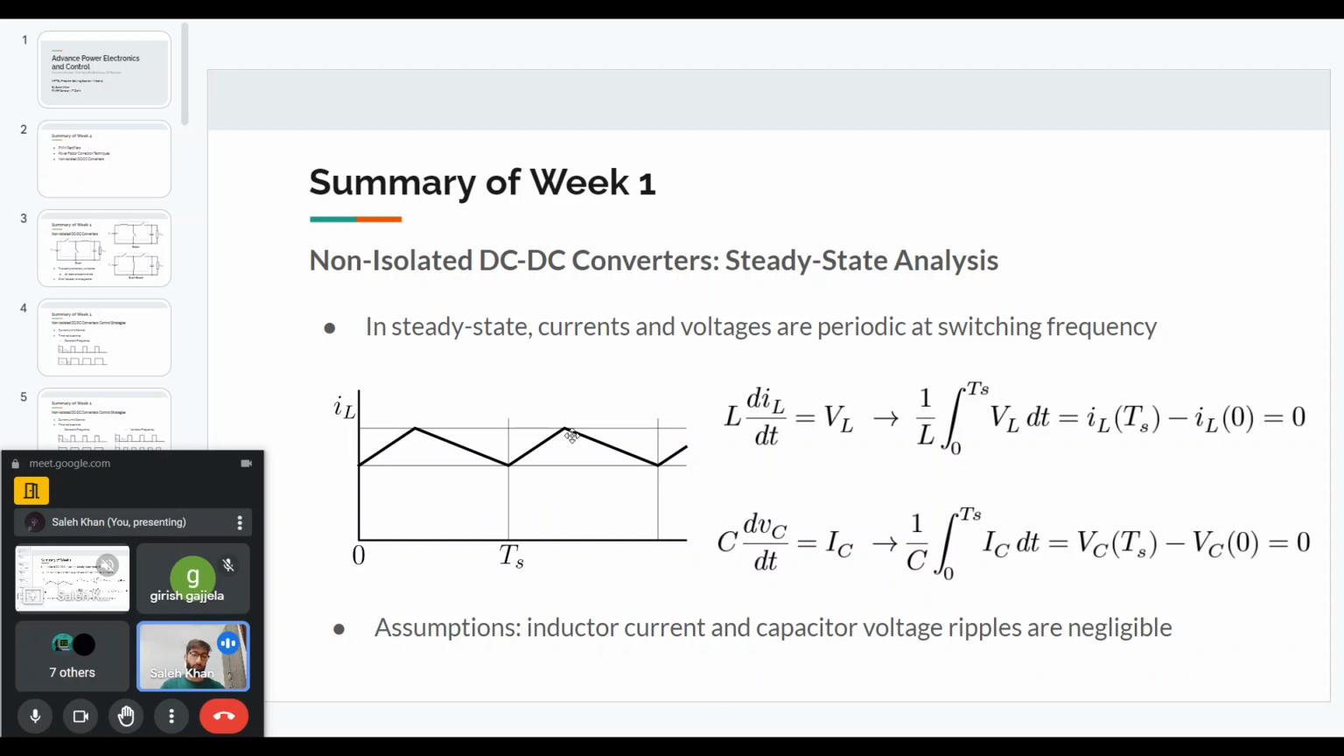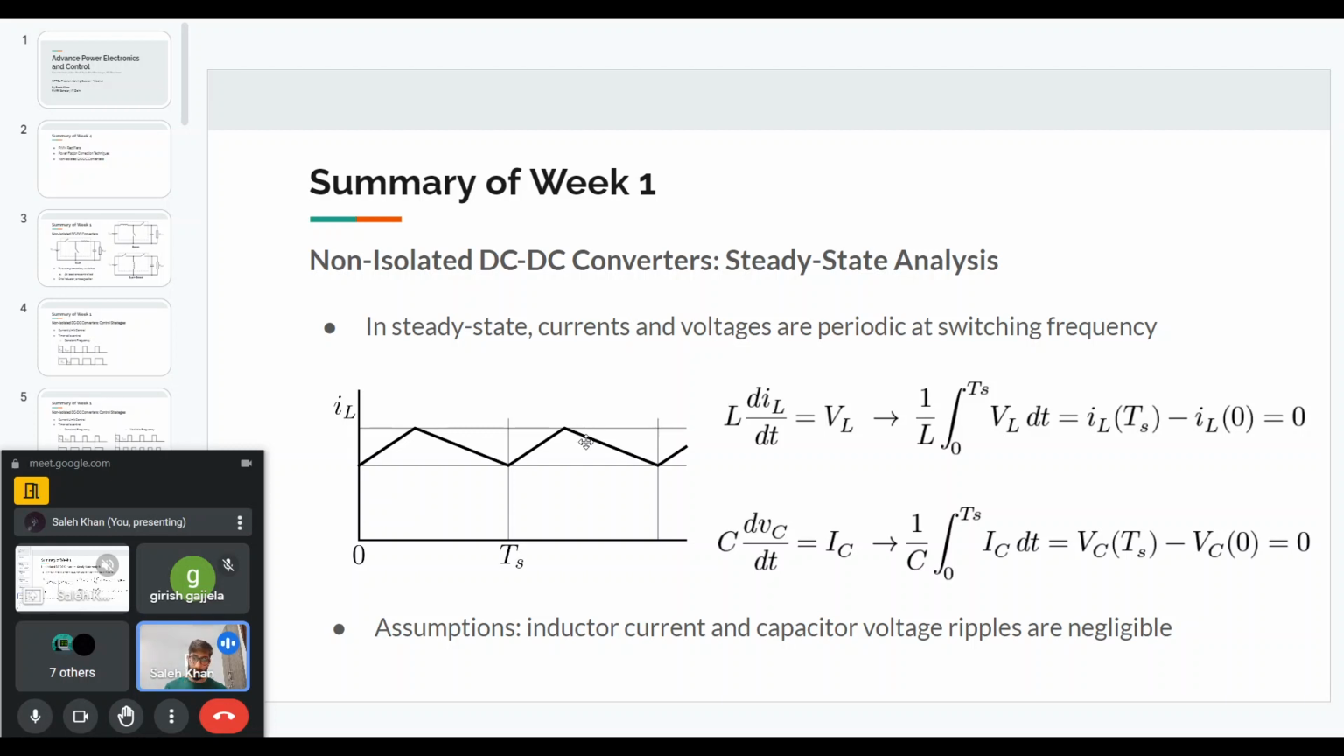This is for DC-DC converters. In a DC-AC converter, it will not go to the same point; it will go to some other point. But for DC-DC converters in steady state, after every Ts seconds we will reach the same point, and that will help us in analyzing these converters.